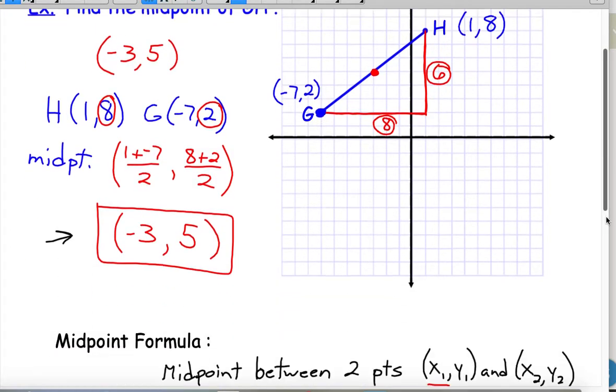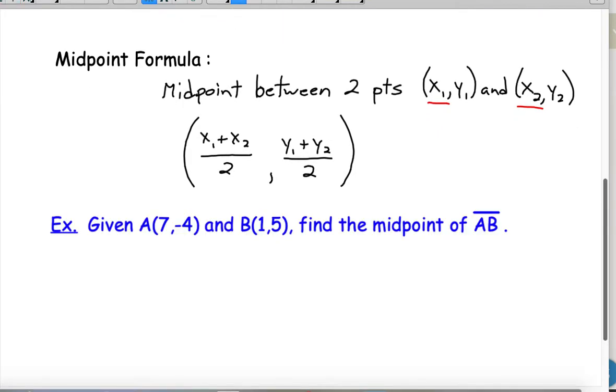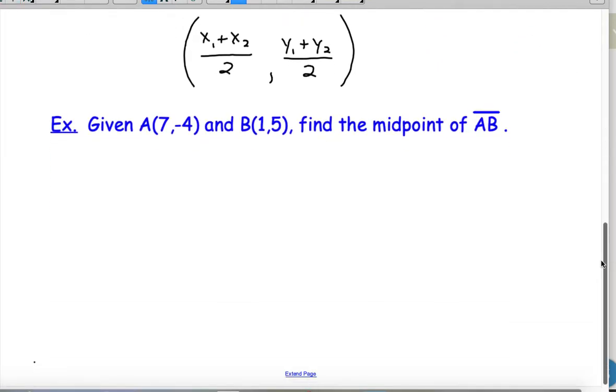All right, so we did our midpoint formula. Let's try it here. Given these 2 points, find the midpoint. Your choice: if you have some graph paper, you can use graph paper and plot this. Otherwise, use the midpoint formula. You might want to hit pause, try it, and then check your answer.